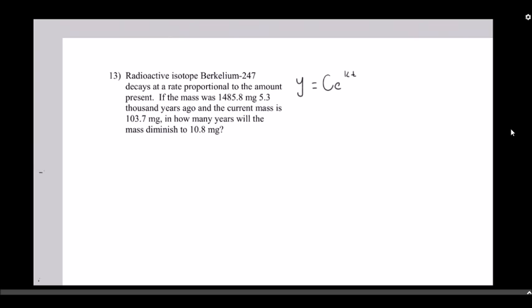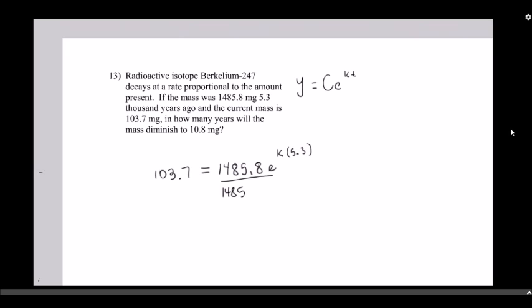So right now, we're going to set up an equation where we're going to solve for k. So we're going to use this first piece of information right here. The initial amount was 1,485.8. And then after 5.3 thousand years, that diminished to 103.7. Now, if we solve this for k, that'll give us a relative growth rate.